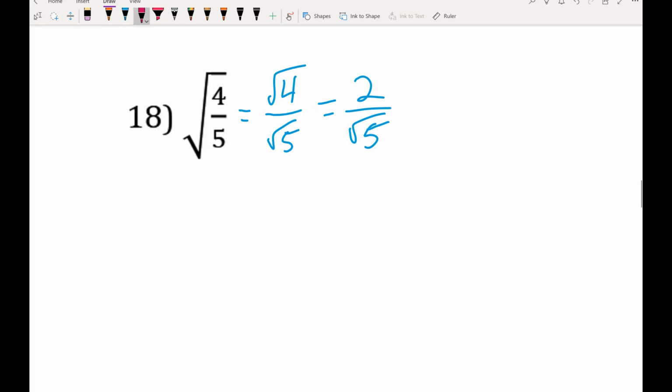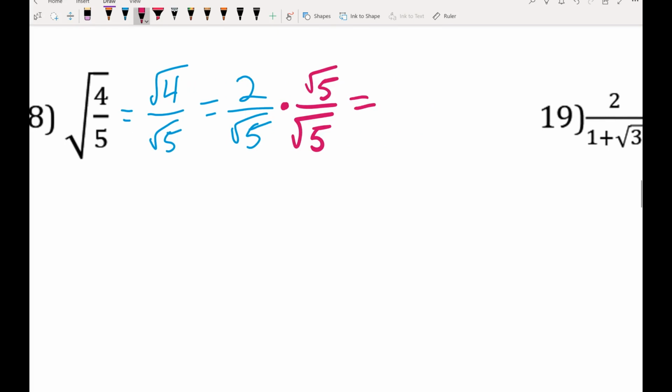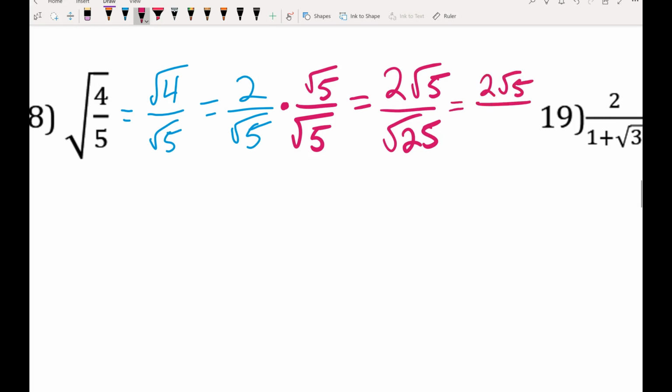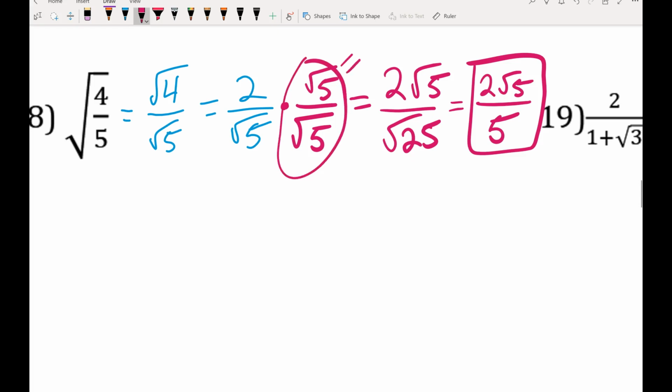So the way we fix that is by multiplying by whatever is in that denominator if it's a monomial. Because what happens when we do that, on the numerator we get 2 radical 5, and radical 5 times radical 5 is just radical 25. Notice that this simplifies to 2 radical 5 over radical 25, which is a perfect square, so that's going to be 5. The reason we do this step right here is because anything divided by itself is just 1. So we're not really changing the value of anything, we're just changing the way it looks.